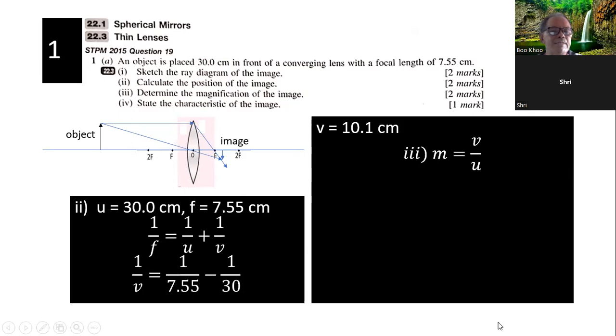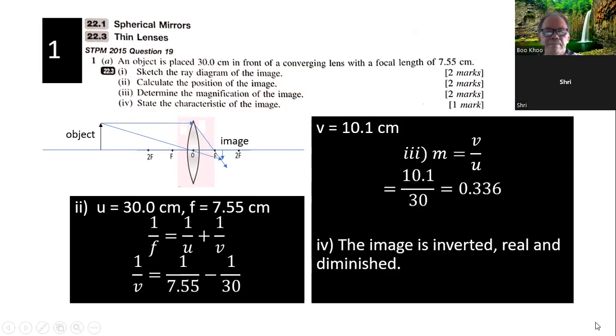And determine the magnification. Magnification is image distance divided by object distance. State the characteristic of the image. After you have calculated, it is inverted, real, and diminished. Is anything not clear? Ask whatever is not clear.